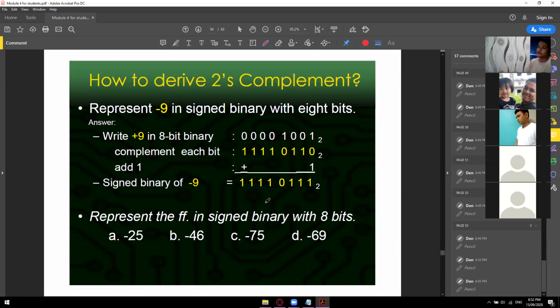Okay? So, nag-gets naman so far kung paano natin i-represent yung negative gamit ang binary. So, we only have 3 steps. Lagay niyo muna yung positive representation and then 2's complement. So, when we say 2's complement, 0 will become 1, 1 will become 0. And then, third step is add 1 to the least significant bit. Okay, and then you will get this one as a result.